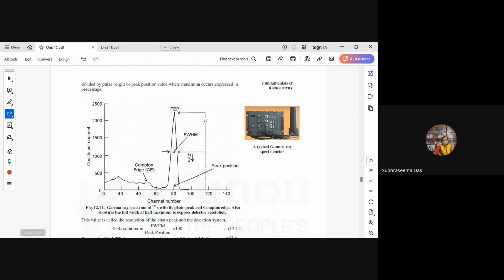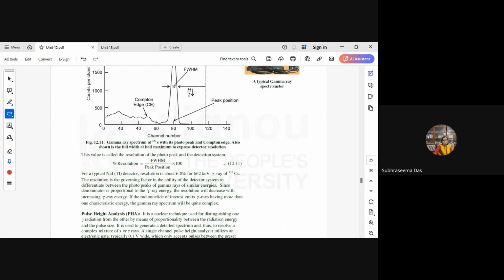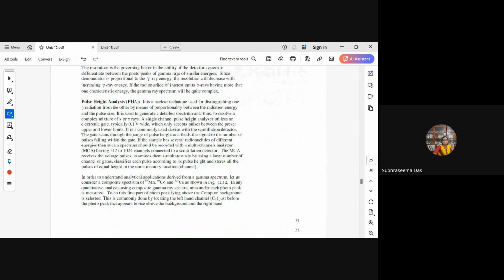Now in figure 12.11, we can see the spectrum generated from a gamma ray source, with its peak position shown here, and this is the value used to calculate the resolution. Percentage resolution is given as FWHM divided by peak position, times 100. For a sodium iodide thallium detector, the resolution comes to around 6 to 8% for gamma rays of cesium 137, and the resolution is also governed by the type of atoms used in the scintillating detector.